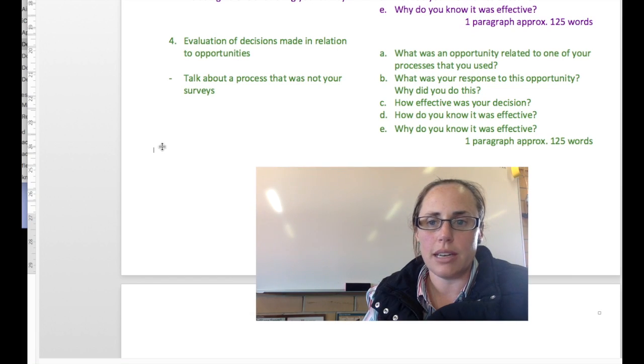I was given this opportunity. I thought, well, why not? If someone's willing to do that for me, I'll give it a go. All right. So that is what your response to the opportunity is and why you did it. How effective was your decision? So how did it help you improve your outcome? How do you know it was effective? I was able to introduce this information into my outcome, which supported my argument. And why do you know it was effective? It provided a more well-rounded argument for my outcome, maybe. So they're the different things that you can talk about in there. So that's A, B, C, D, and E.